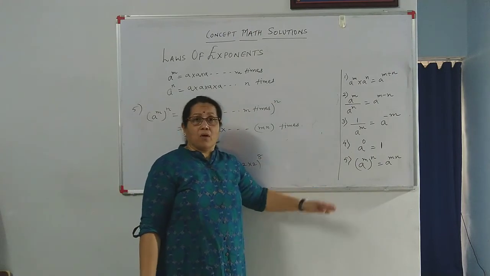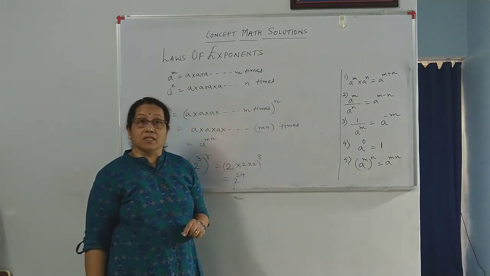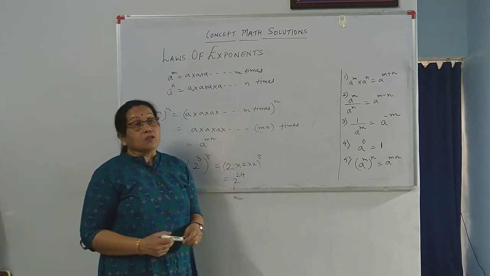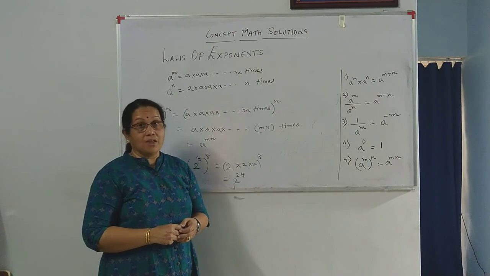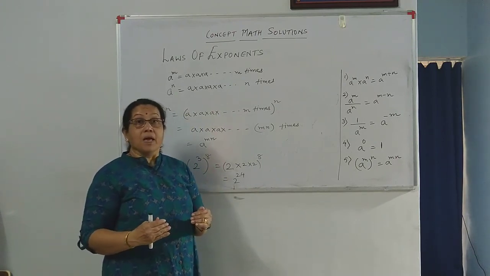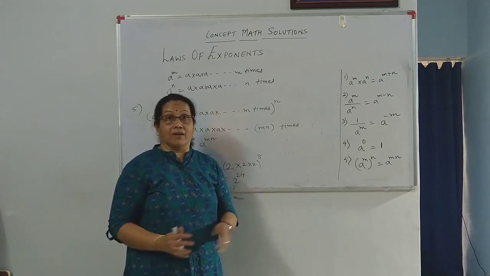All these 5 laws are very useful in simplification and working on surds, right, and also exponential simplifications. So learn these laws, work on them, understand their proofs, how they have come, what is the justification we have for it, and then work on it.